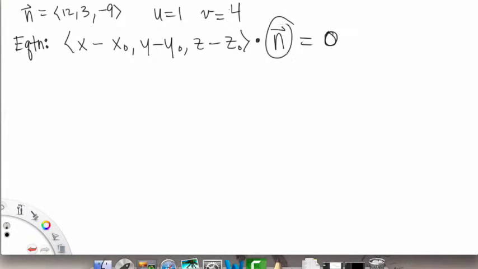So we have our normal, that's good. In our final formula, the plain x, y, and z without the naught are still going to be there. What we need to solve for is x naught, y naught, and z naught. The way you find that is plugging u and v into our parameterization to find the x, y, and z values.